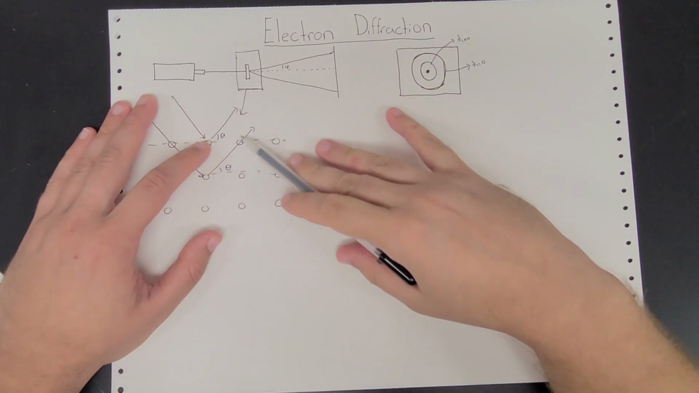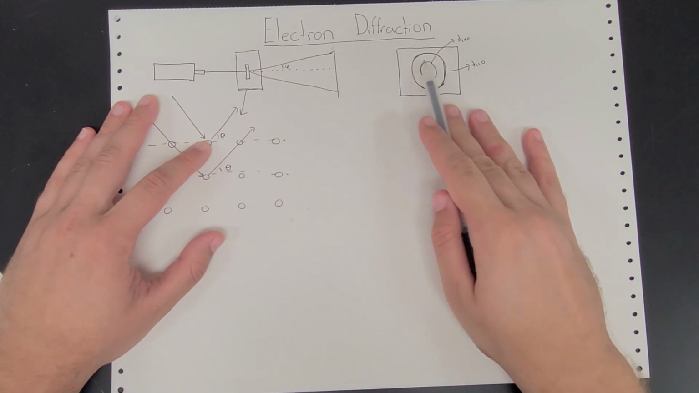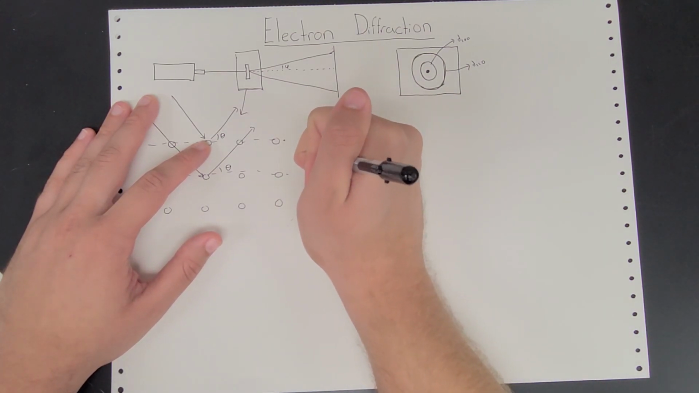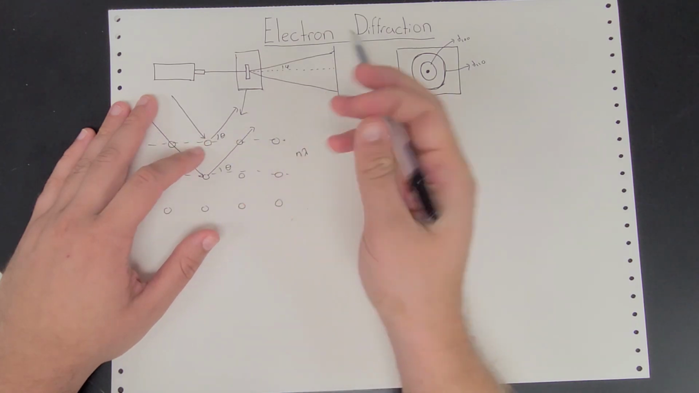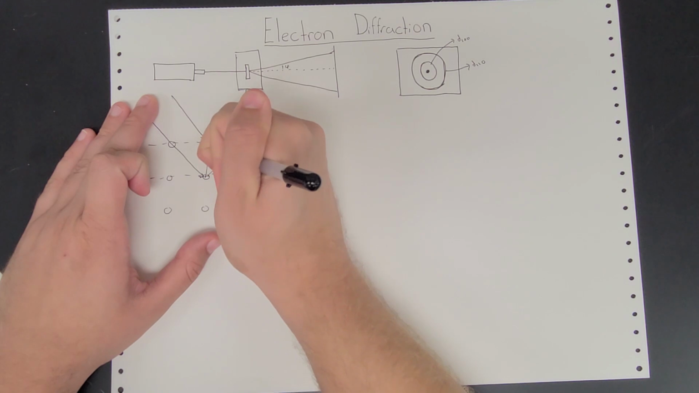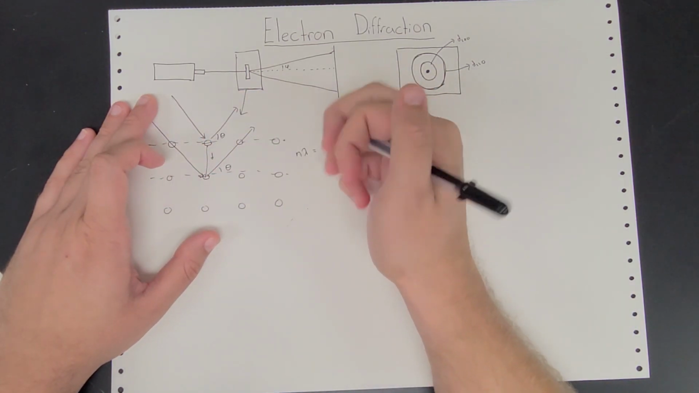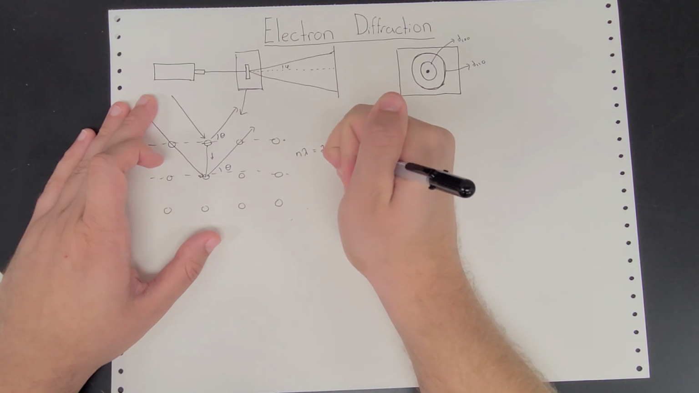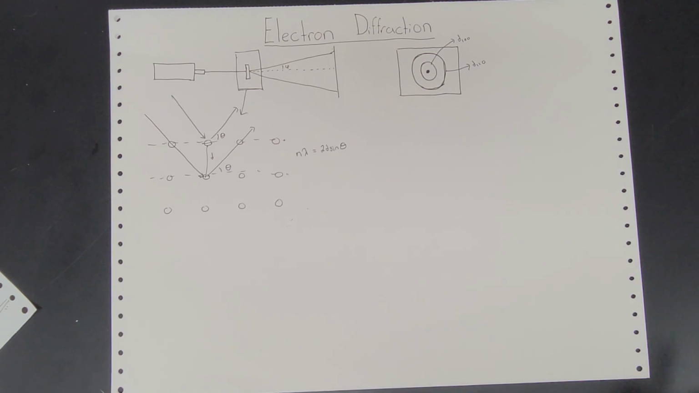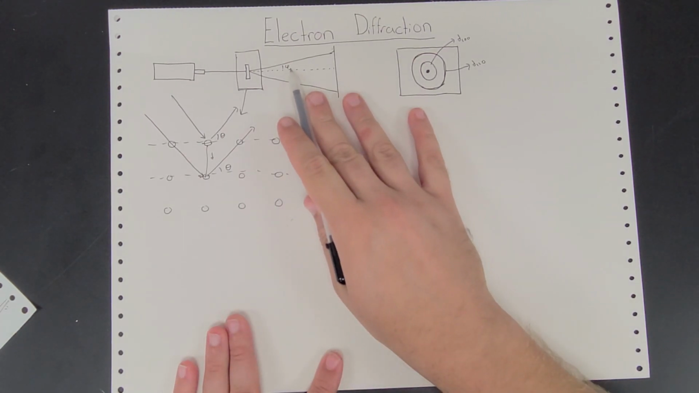Now if these two outgoing waves are going to interact constructively, which is where we see these bright rings here, we have this equation, Bragg's condition, that relates the wavelength of these waves to the interplanar spacing, d, and the angle at which they are reflected. So we have 2d sin theta equals the wavelength times n. What we need to do now is relate this angle theta to this angle phi.